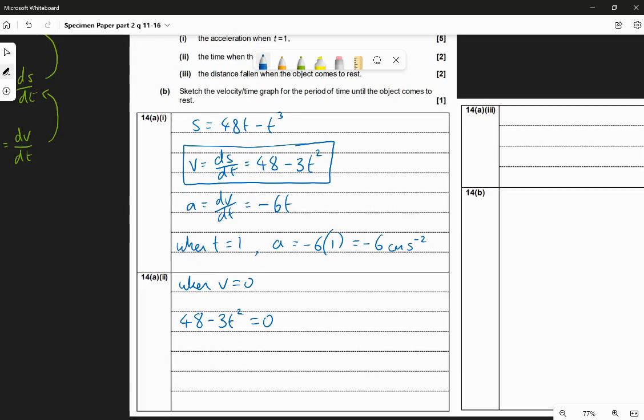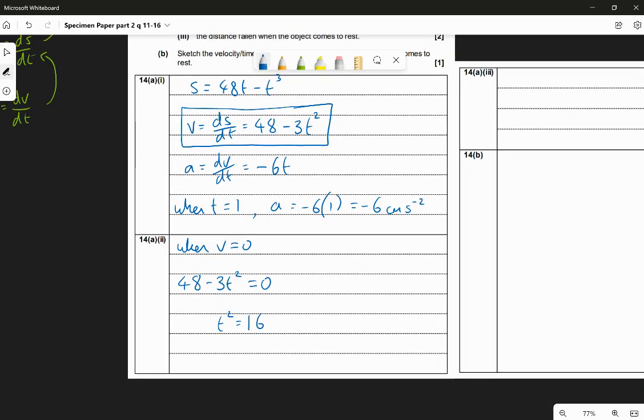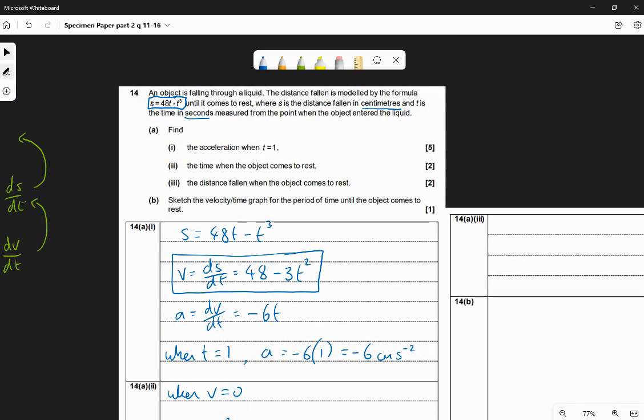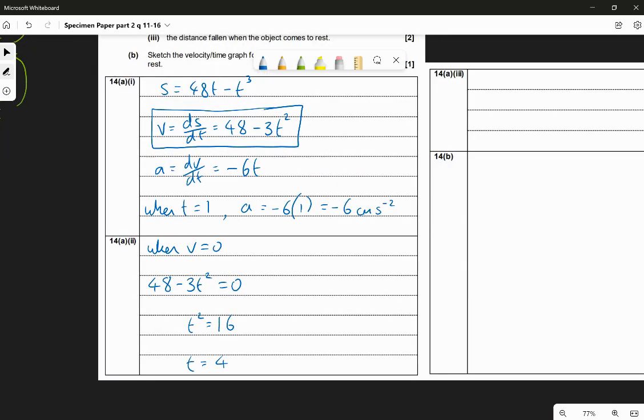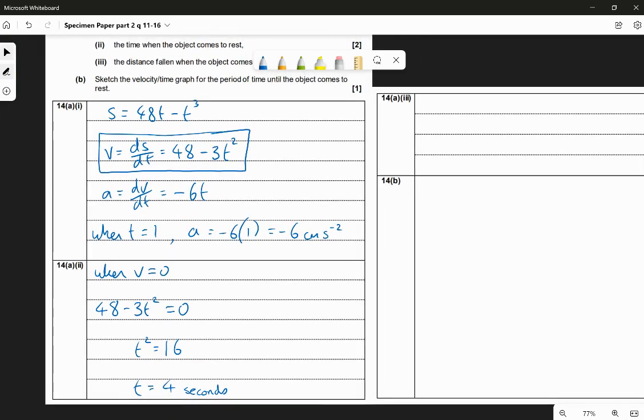So add 3t squared to both sides, divide by 3. I then get t squared equals 16. And therefore t is either 4 or minus 4. But if you think about this, this is talking about time after the object starts falling, so time from 0 onwards. So therefore 4 is the only solution that is consistent with the question. Okay, so 4 seconds after the start, we have the object coming to rest.